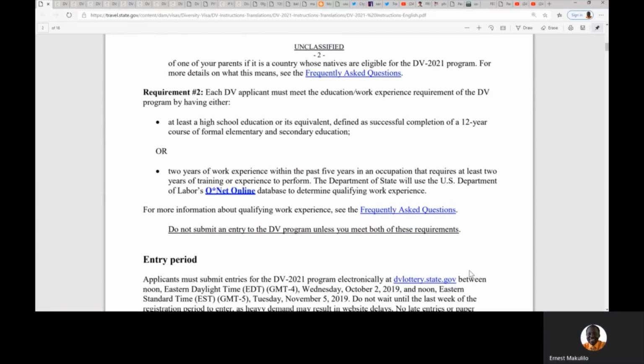Requirement number two is about work experience or education. Each DV applicant must meet the education or work experience requirement of the DV program by having at least a high school education or its equivalent, depending on the country, defined by completion of 12 years of formal education, primary and secondary, or you have 2 years of work experience within the past 5 years. But remember, this is in an occupation that requires at least 2 years of training or experience to perform.